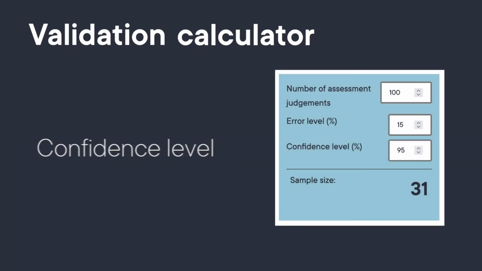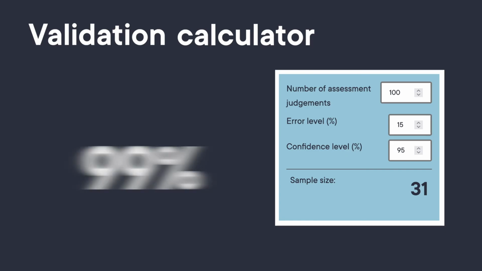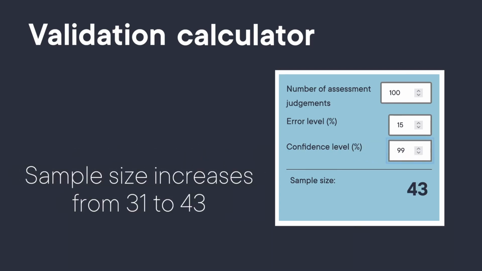The final input is the confidence level. This number is your expectation that the sample will produce an accurate validation outcome. The calculator lets you increase or decrease based on the likelihood of inconsistent results. In our case, changing the confidence to 99% increases our sample size to 43.